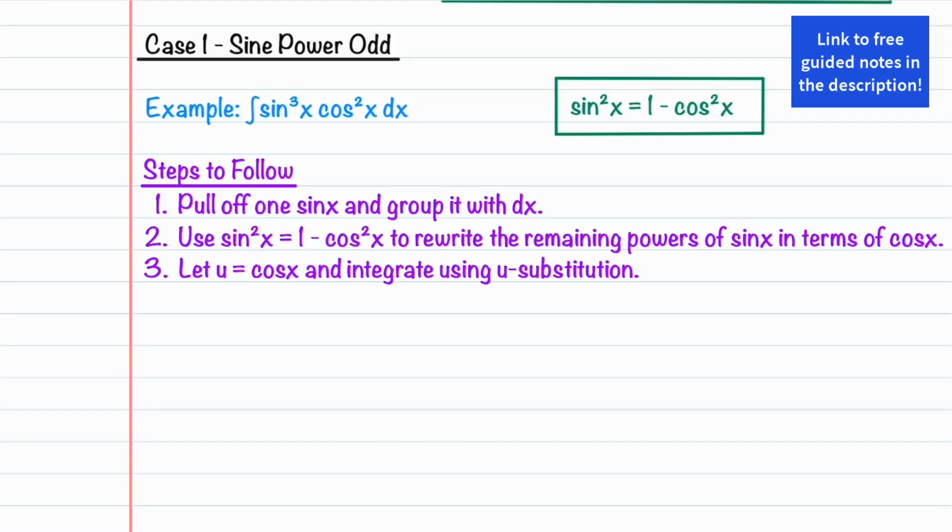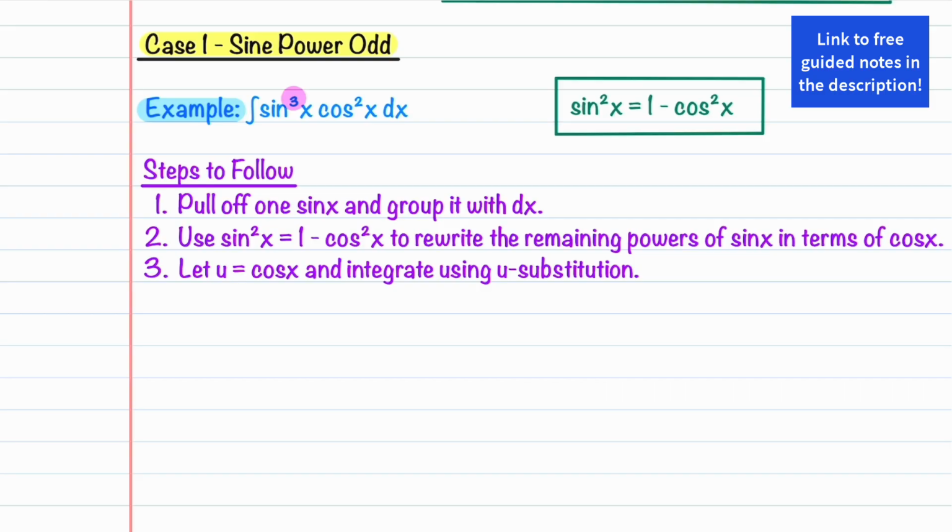Integrals involving powers of sine and cosine can be categorized into three cases. Case 1 is when the sine power is odd. Here's an example of this case. Notice that sine x is raised to the third power, which is odd.